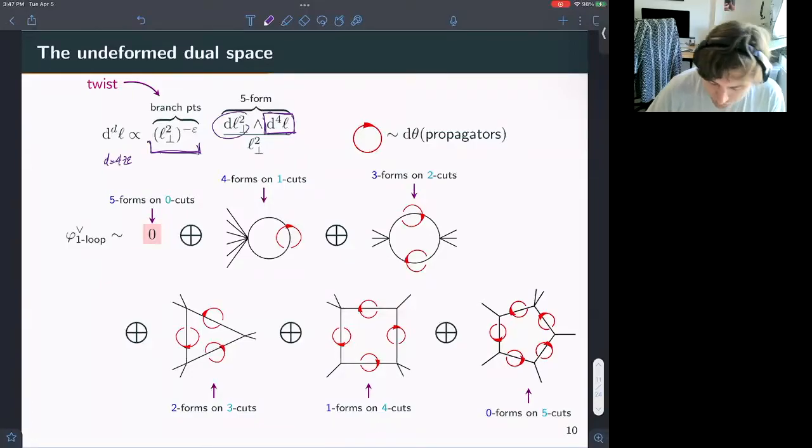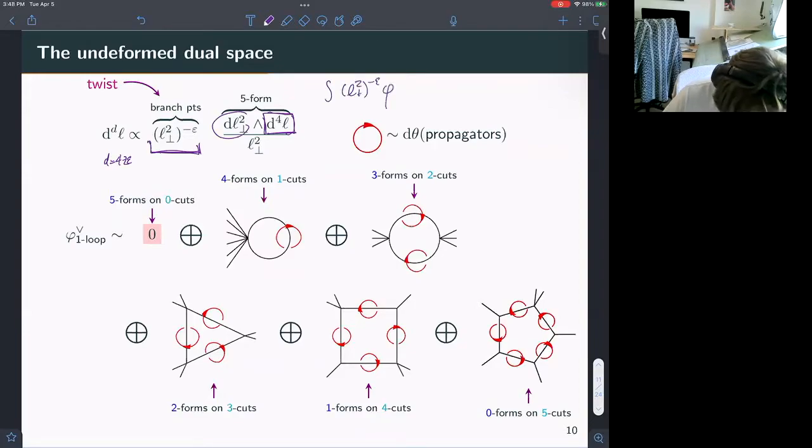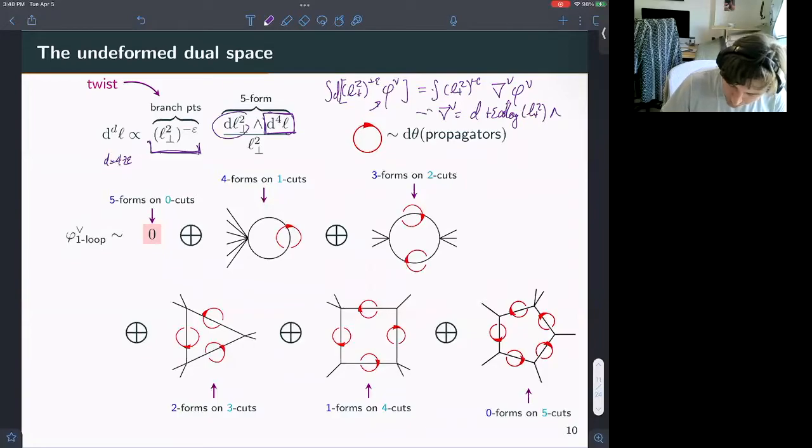And essentially, we're going to want to work with single-valued forms. So if I have any integral that goes like phi, where this phi is single valued, and I take a derivative of this, it's the same thing as turning this into a covariant derivative, with epsilon. So we're really going to be thinking about the cohomology with respect to this covariant derivative. And sort of pictorially, the structure of these dual forms looks something like this, where we can either have a phi form on a 0 cut, but it turns out that space is empty. Or we can have 4 forms on the 1 cut, or all the way down to 5 forms localized to a 5 cut.